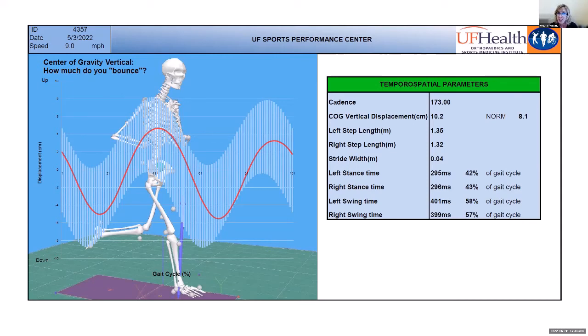His stride width is extremely narrow. It's only about 4 centimeters, and that didn't change from his first speed. Now, what you can't see for the people who aren't able to see the videos is that this is a little bit of a misnomer. And so this is where I use the videos in addition to the number to make sense of it.